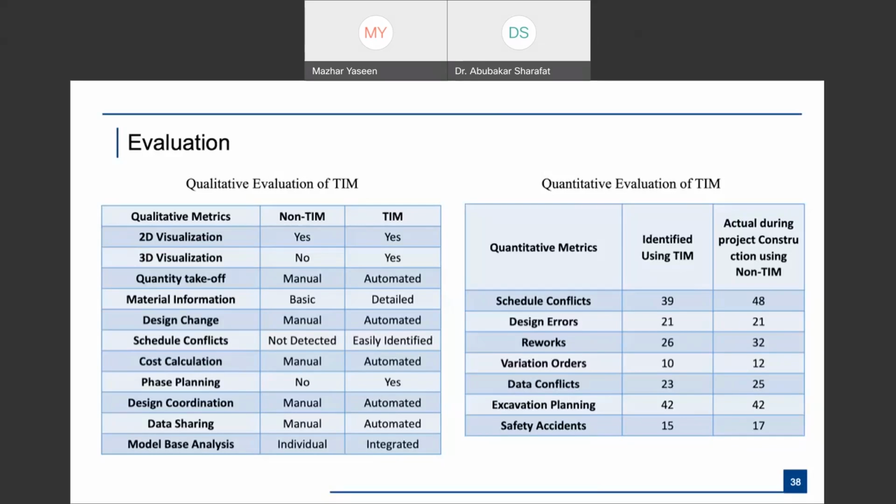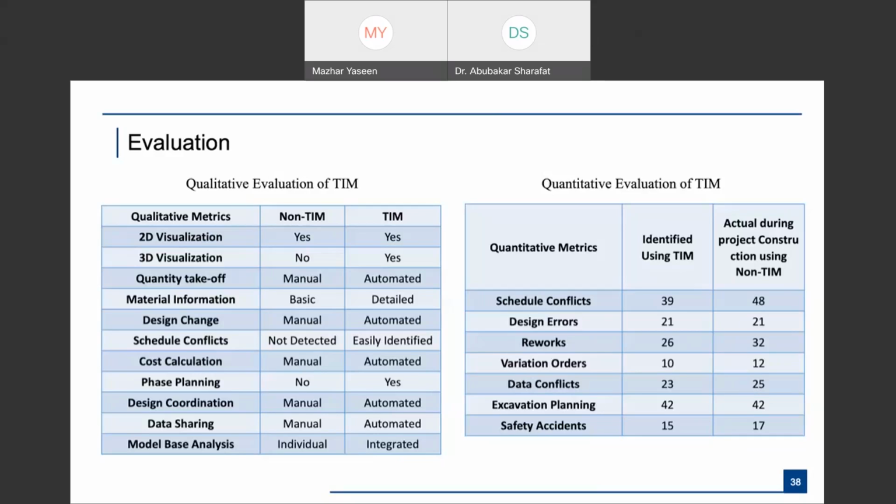So it becomes automated, and you can have phase planning with design coordination, and data sharing and model-based analysis can also be integrated. Okay. So by using this qualitative evaluation of BIM in the tunneling industry, it looks very useful.